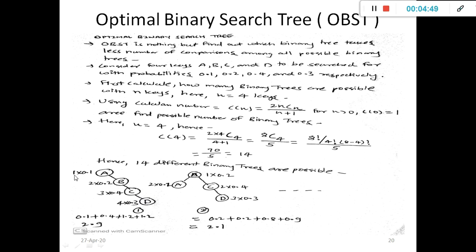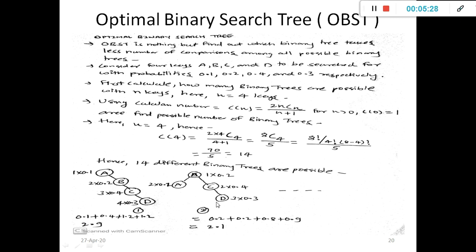So with their comparisons, first level 1 comparison, second level 2 comparisons, third level 3 comparisons, fourth level 4 comparisons, you multiply by the corresponding frequency values and you get the final value. Suppose the frequency of key A is 0.1, so 1 into 0.1. Similarly, the frequency of B is 0.2, of C is 0.4, and of D is 0.3. When you add all of this, you get 0.1 plus 0.4 plus 1.2 plus 1.2, equal to 2.9.